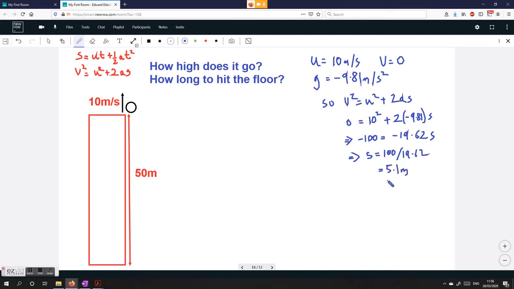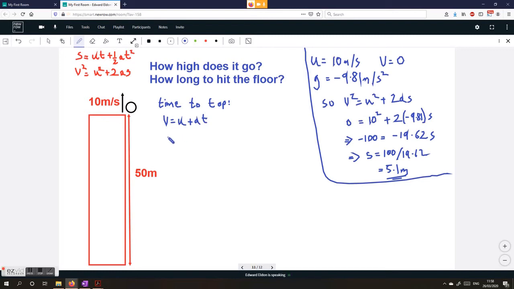So the ball goes up 5 meters if it starts off at 10 meters per second under the influence of gravity. So next up, you need to find the time that the ball takes to go to the top. In other words, how long does it take to go up to where v equals 0, or 5.1 meters?